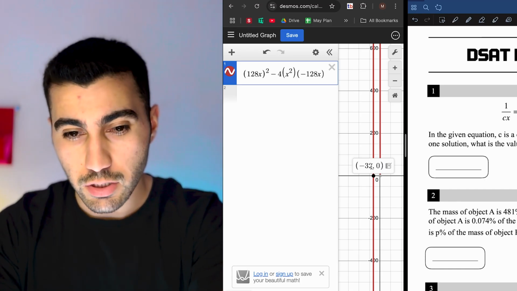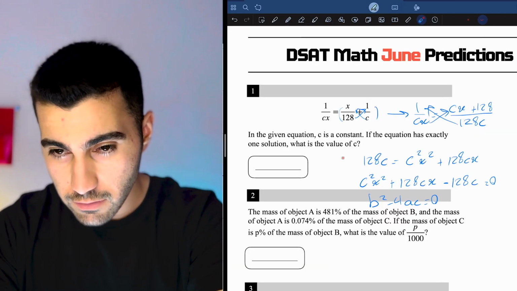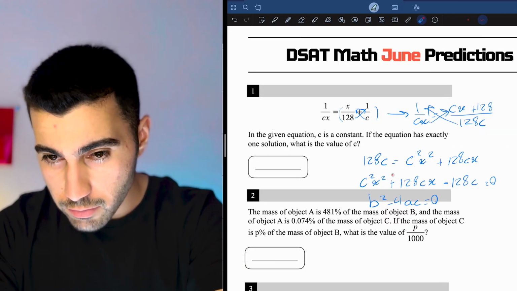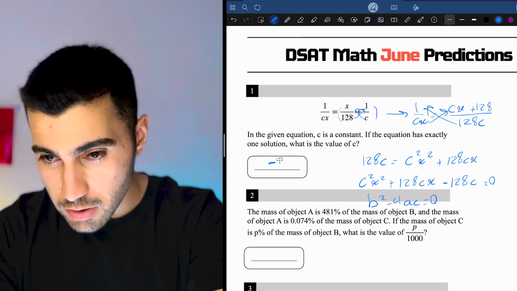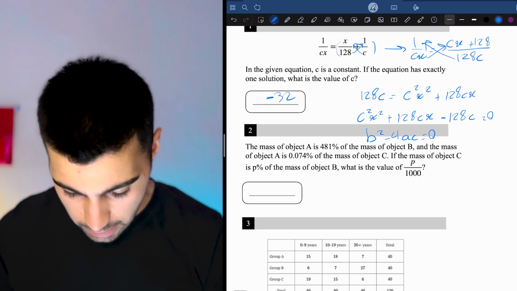The second solution is negative 32. I'm checking if negative 32 is correct, if I made any mistakes or not. It seems it's all correct. Yeah, negative 32 is the answer for this question.